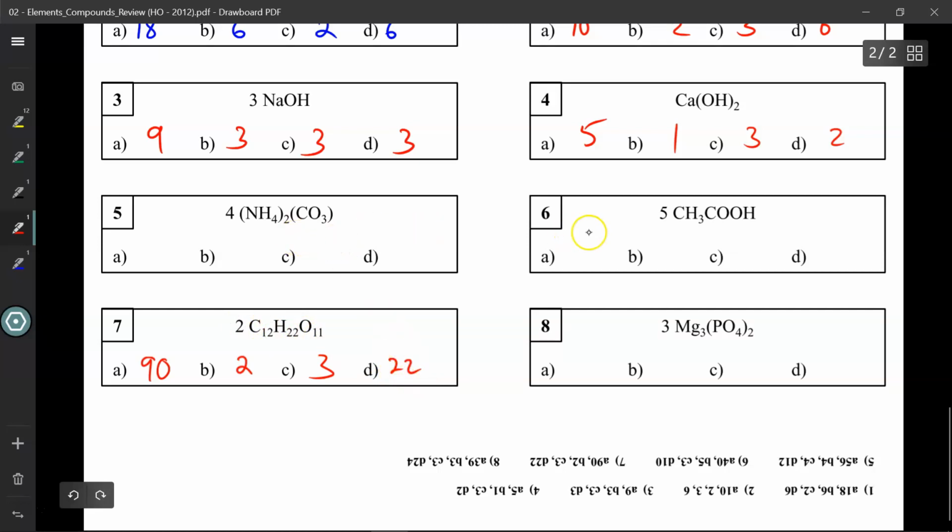Alright, so try these other ones yourself. Verify your answers at the bottom. If you have any questions, please come see me.